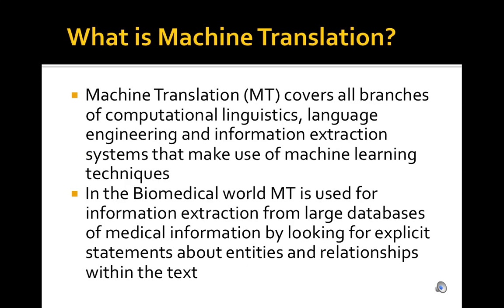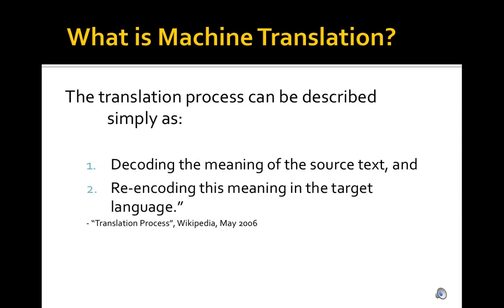Machine translation covers all branches of computational linguistics and language engineering, and information extraction systems that make use of machine learning techniques. You need to understand machine learning in order to understand machine translation. In the biomedical world, machine translation is used for information extraction from large databases of medical information by looking for explicit statements about entities and the relationships within the text. The translation process can be described simply as: 1. Decoding the meaning of the source text, and 2. Re-encoding this meaning in the target language.